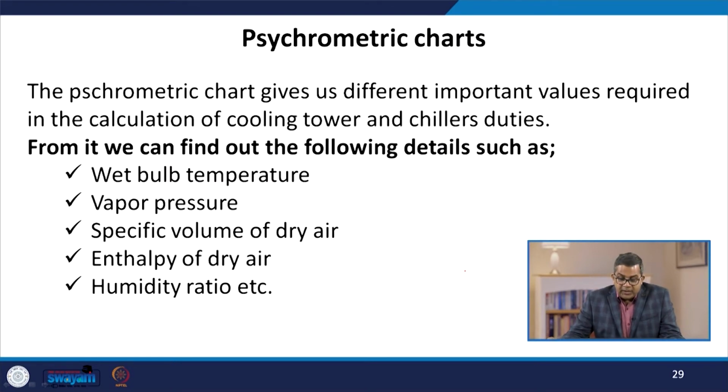Now, the psychrometric chart plays a very vital role in all kinds of calculation, and it gives comprehensive information pertaining to the wet bulb temperature, vapor pressure, relative humidity, humidity ratio, etc. It gives us various important values required in the calculation of cooling towers and chillers. We can find the wet bulb temperature, vapor pressure, the specific volume of dry air, the enthalpy of dry air, the humidity ratio, etc. So, enormous information you can have from this psychrometric chart.